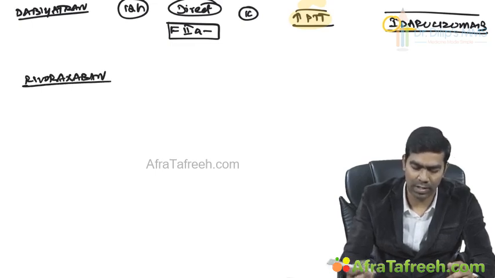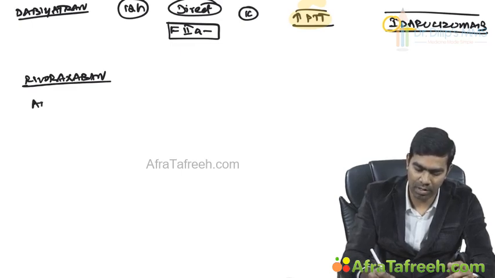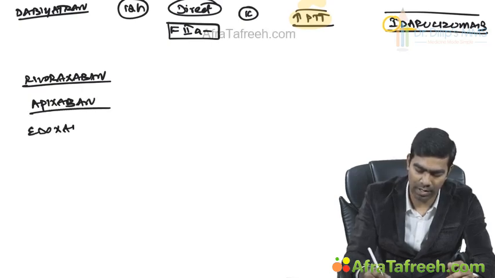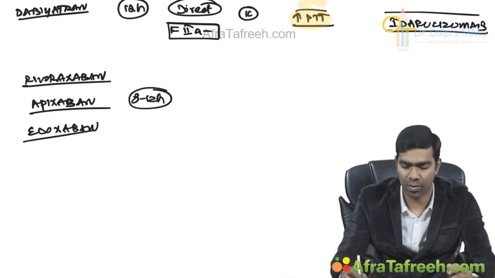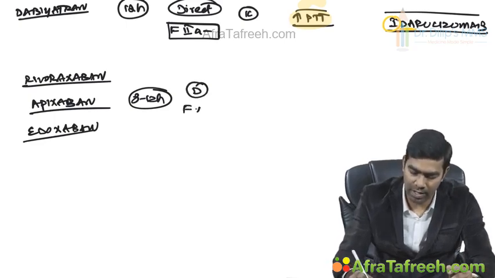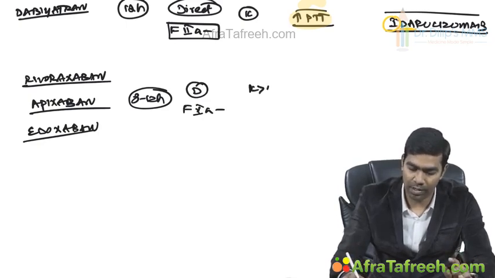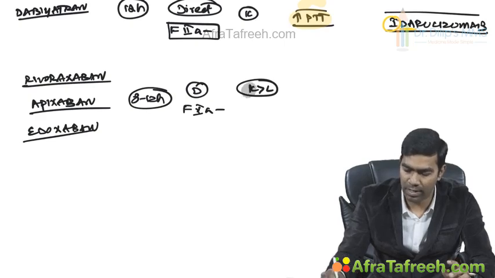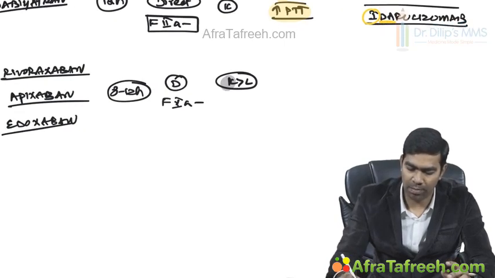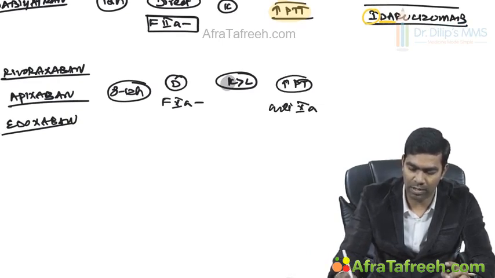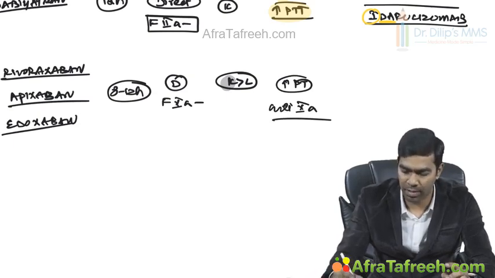Then you have factor Xa inhibitors like rivaroxaban. You know very well, this is a factor Xa inhibitor. Apixaban, again it's a factor Xa inhibitor. Then you have edoxaban. This is also a factor Xa inhibitor. Half-life approximately varies from 8 to 12 hours, but generally around 10 hours. And it's a direct factor Xa inhibitor, direct drug. Then again it is metabolized by kidney and liver both, but predominantly by the kidney.